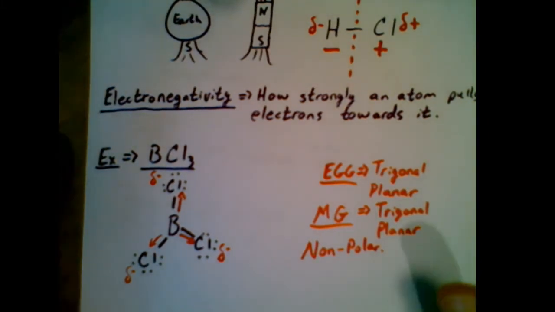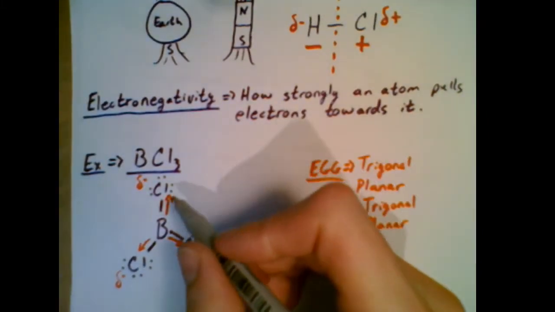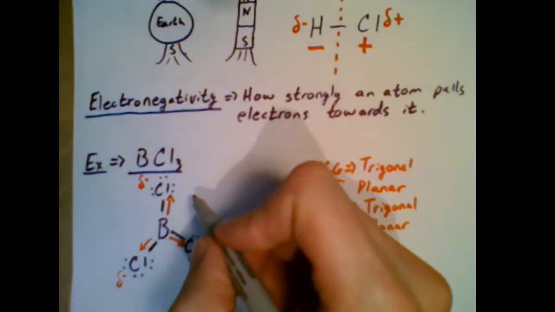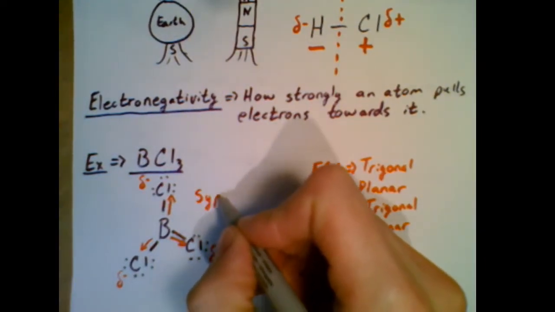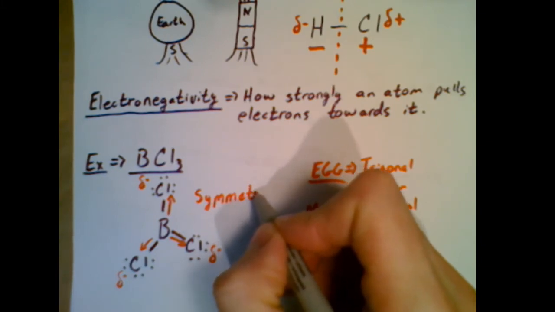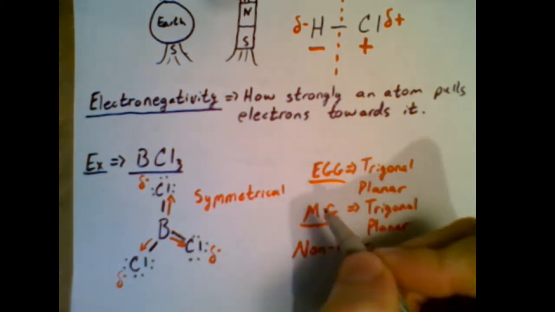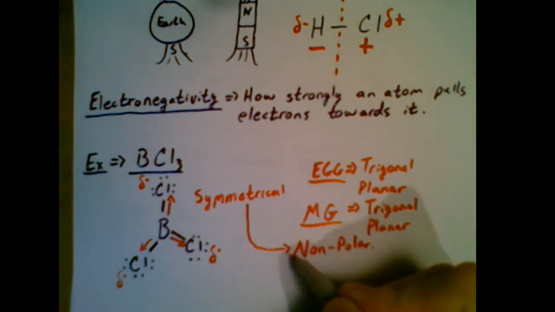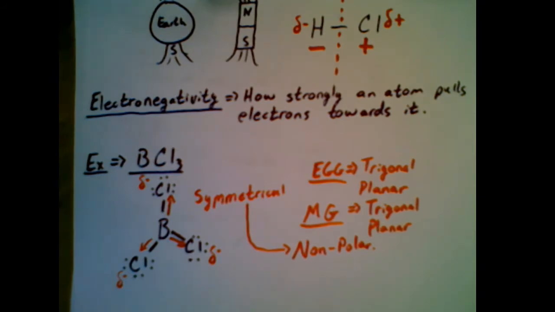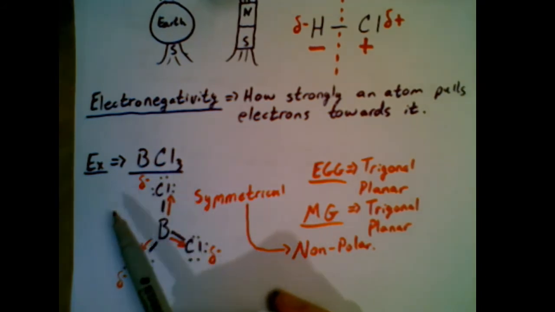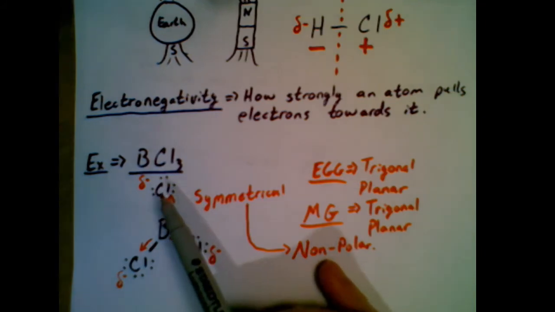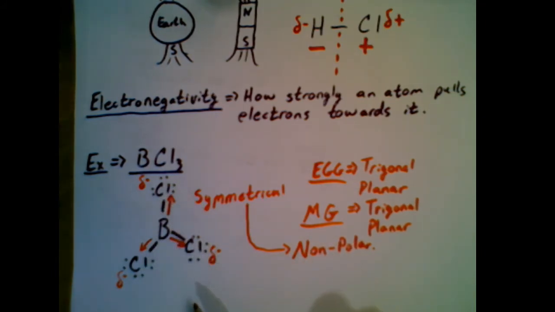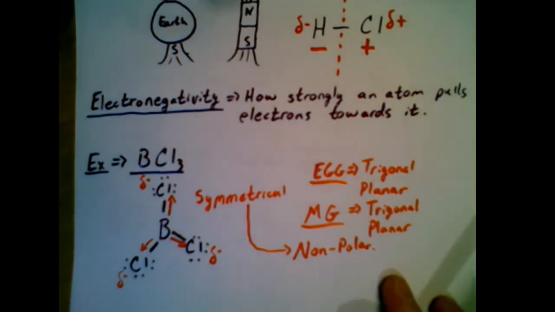So the way that we usually describe this is we would say that this molecule is symmetrical. And because the molecule is symmetrical, it's non-polar. It means that all of these atoms are pulling electrons equally, leading to there being no difference on the outside of this molecule. So ultimately, it is non-polar.